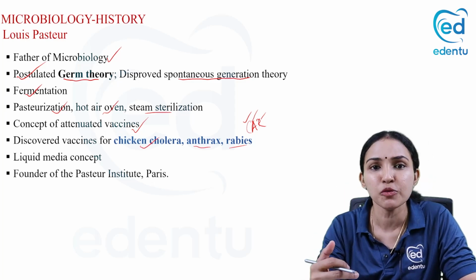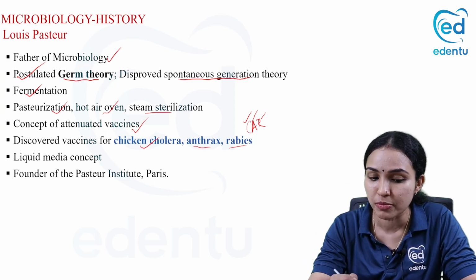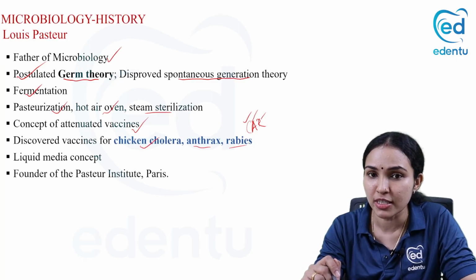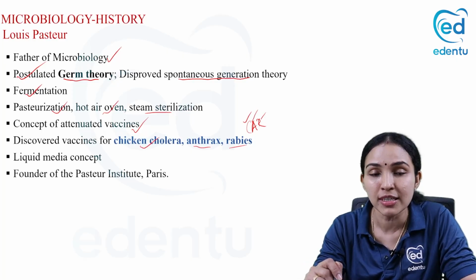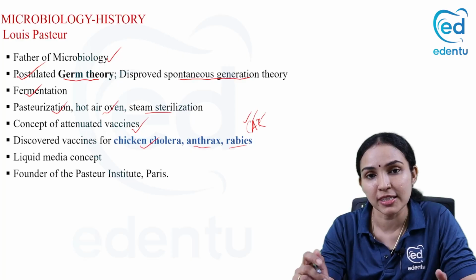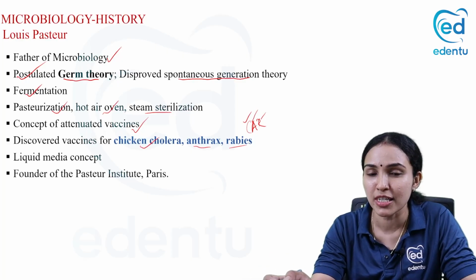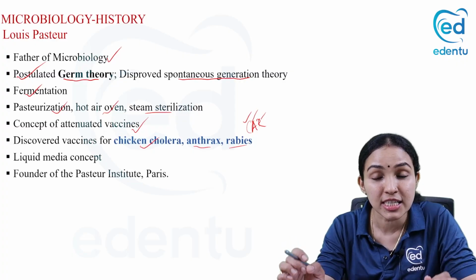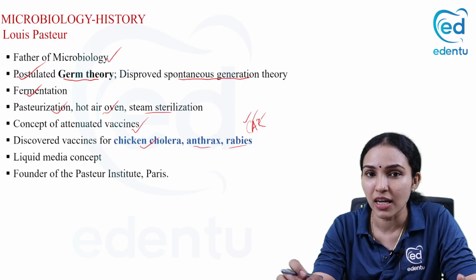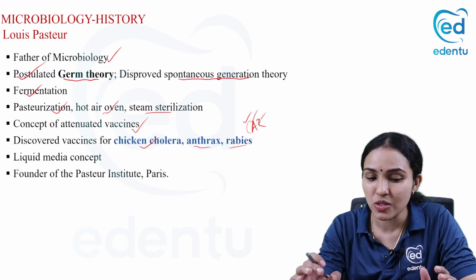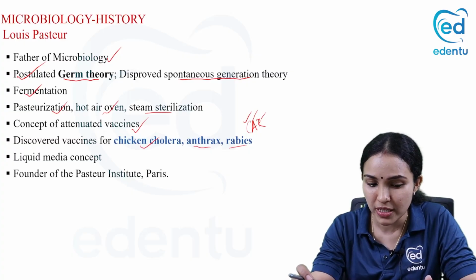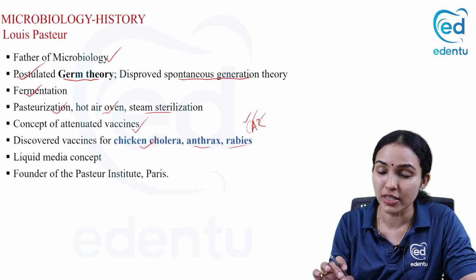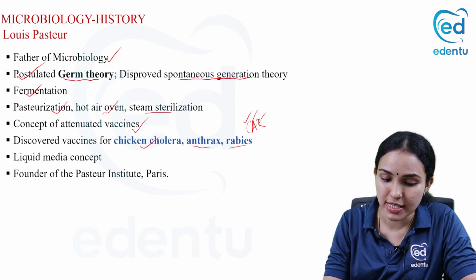So we can remember a few points, at least 4 points you should remember: proposed germ theory, disproved spontaneous generation theory, concept of fermentation, then pasteurization, steam sterilization, and hot air oven, all are concepts of sterilization. Then he discovered the vaccines: cholera, anthrax, and rabies. So these are the contributions of Louis Pasteur which you should remember when you write for exams.